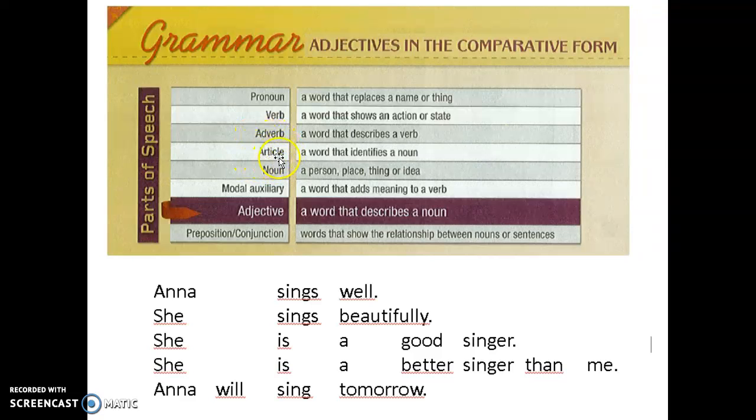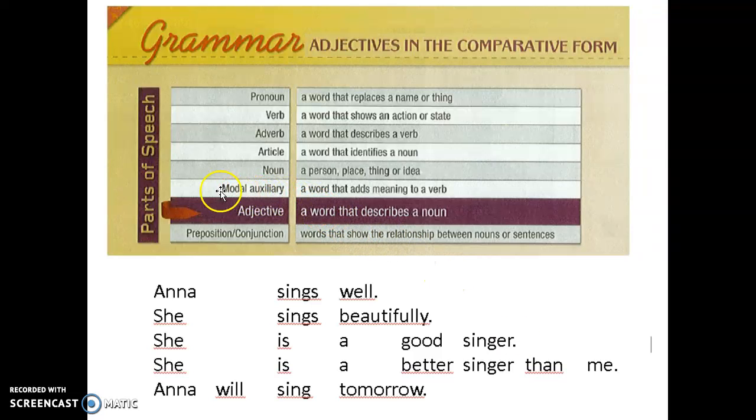Let's go to the next one, an article. An article is a word that identifies a noun. So when I say she is a good singer, a is an article and it describes the word singer. She's a singer. A noun is a word that describes a person, a place, a thing, an idea. So singer is a noun. It describes a person who sings.